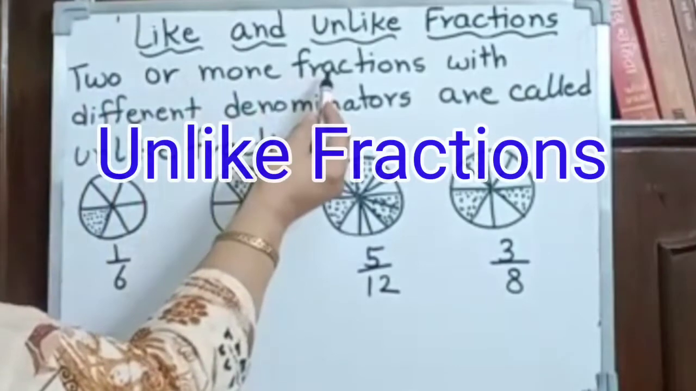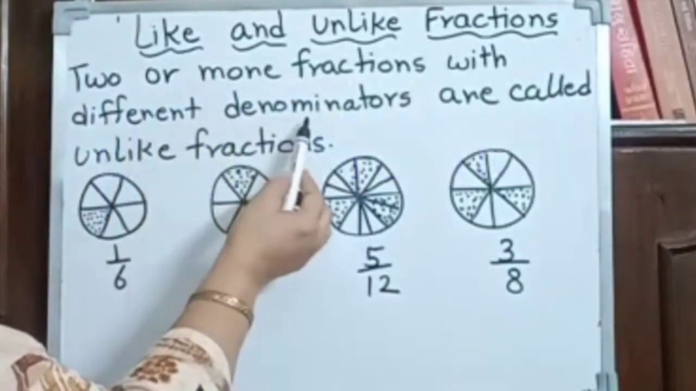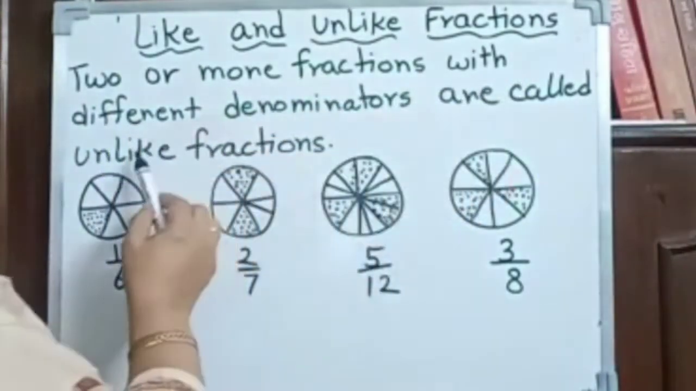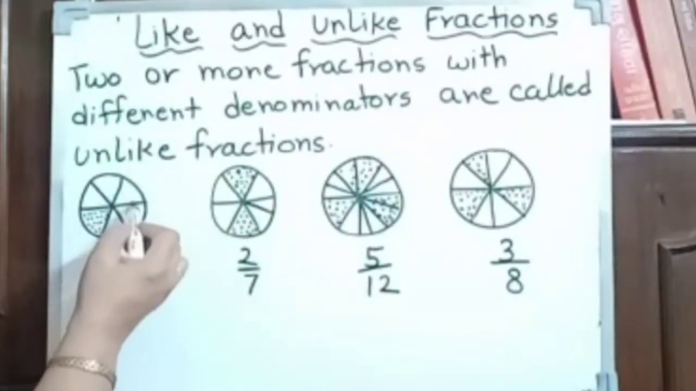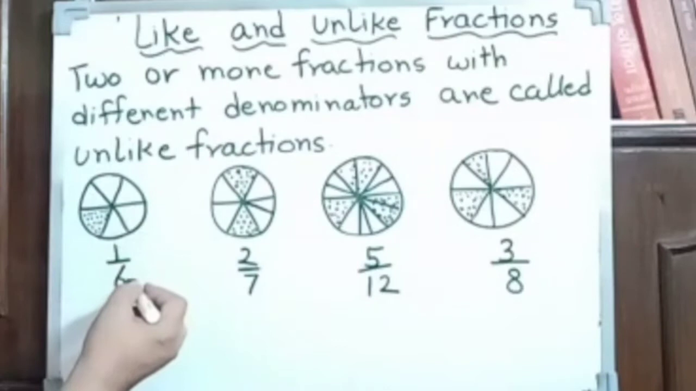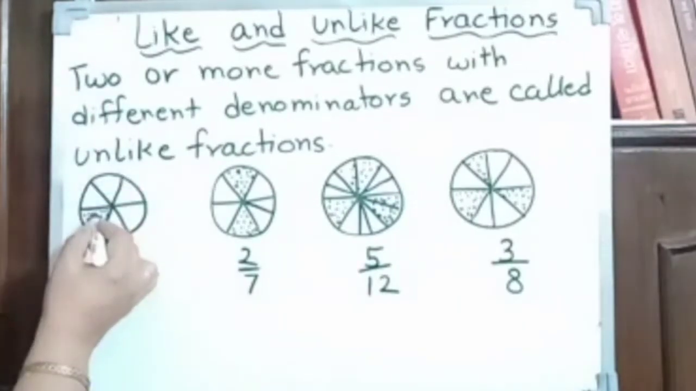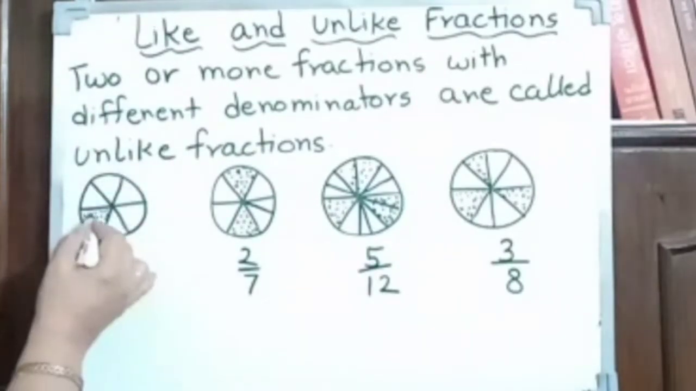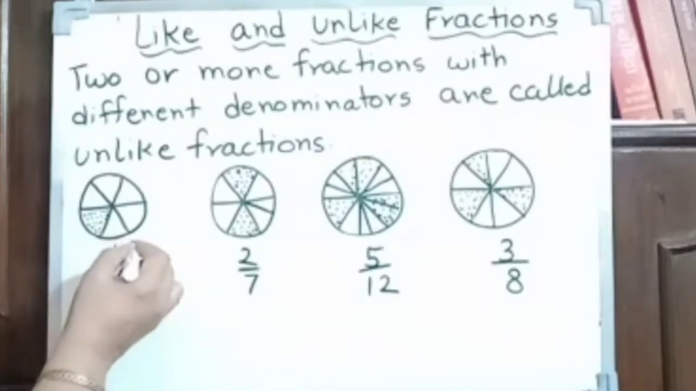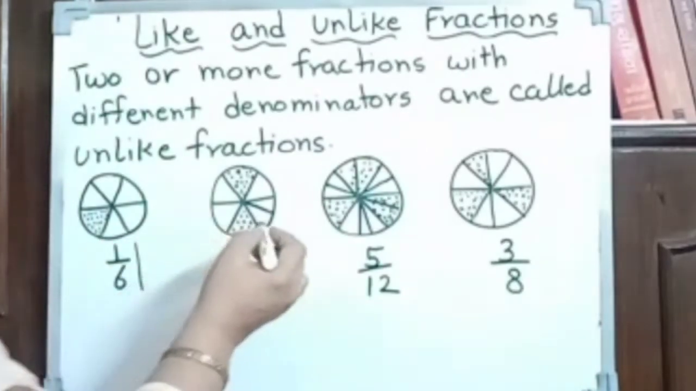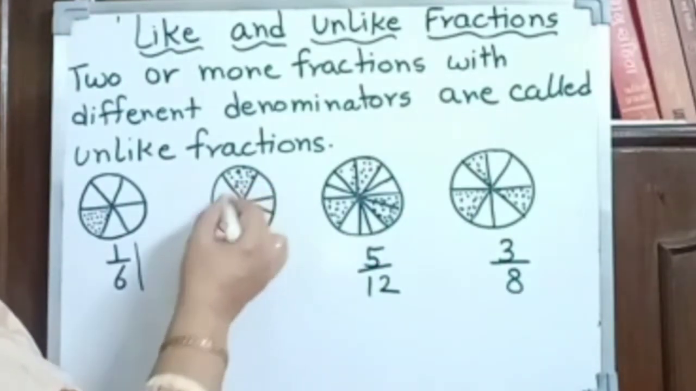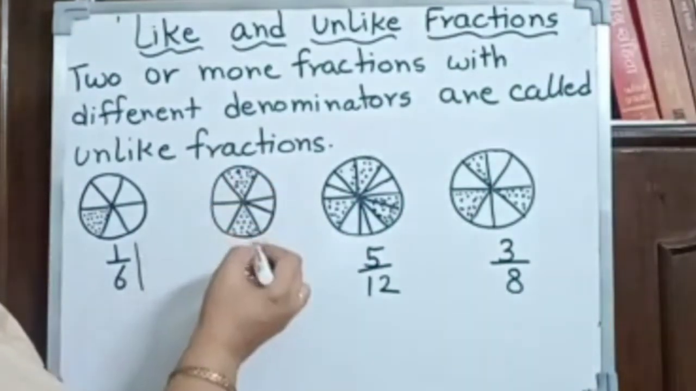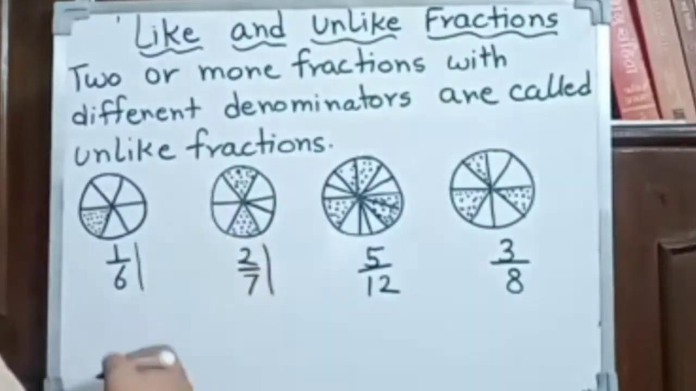Two or more fractions with different denominators are called unlike fractions. Now here we have 1, 2, 3, 4, 5, 6 parts in the whole. Out of those 6 parts, 1 is shaded. So the fraction will be 1 upon 6. Here we have 1, 2, 3, 4, 5, 6, 7 parts in the whole. Out of those, 2 are shaded. So the fraction will be 2 upon 7.